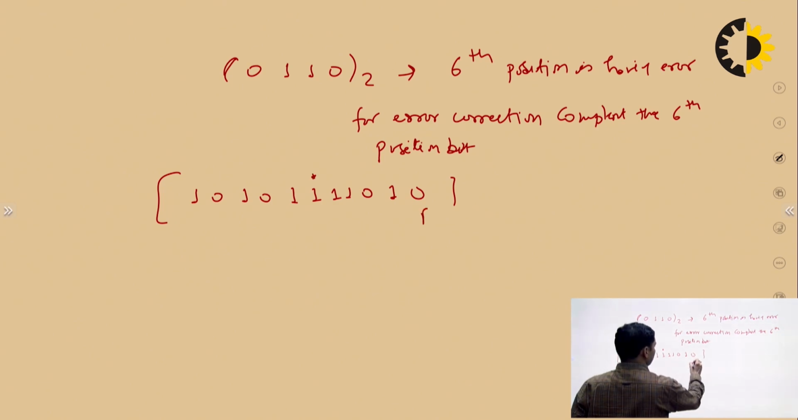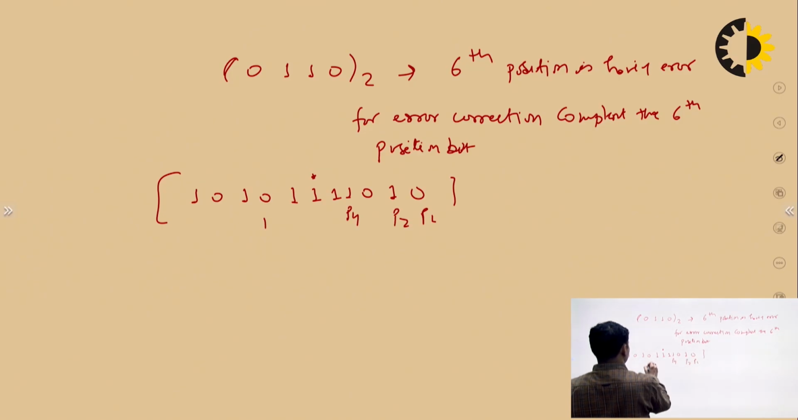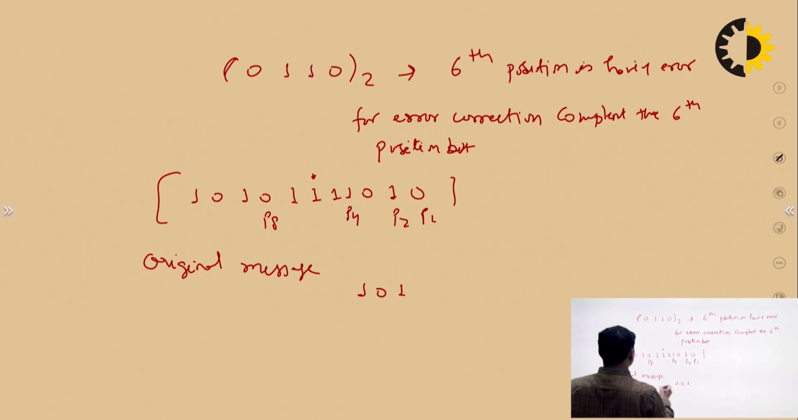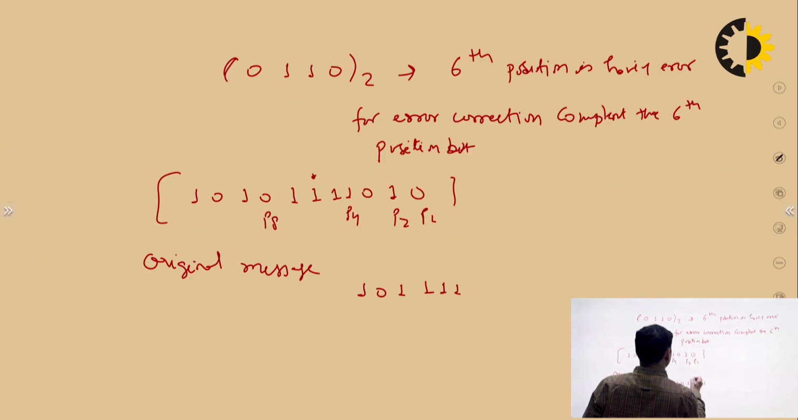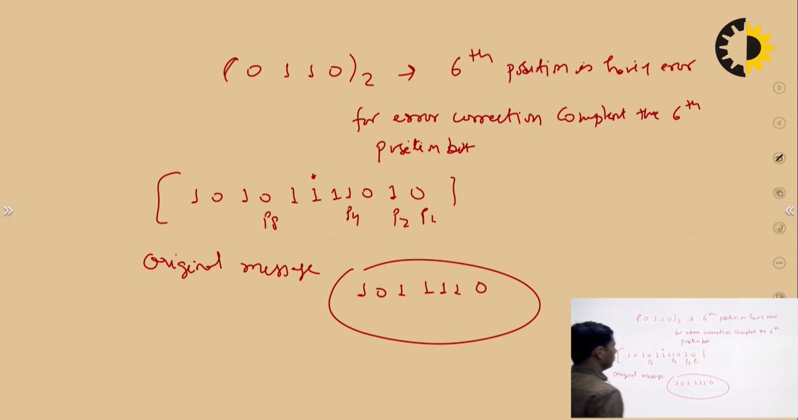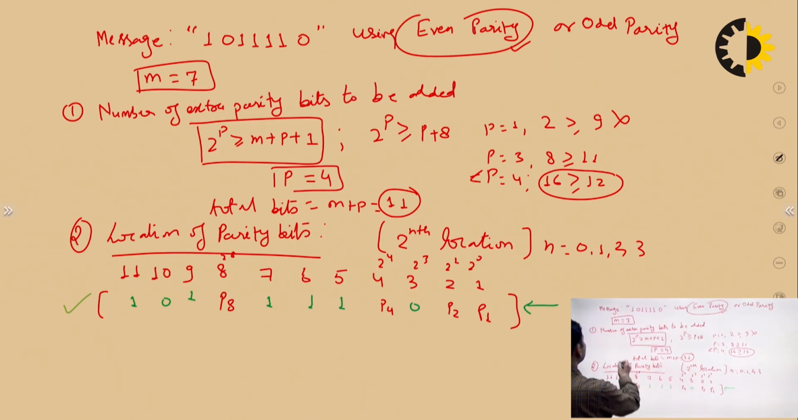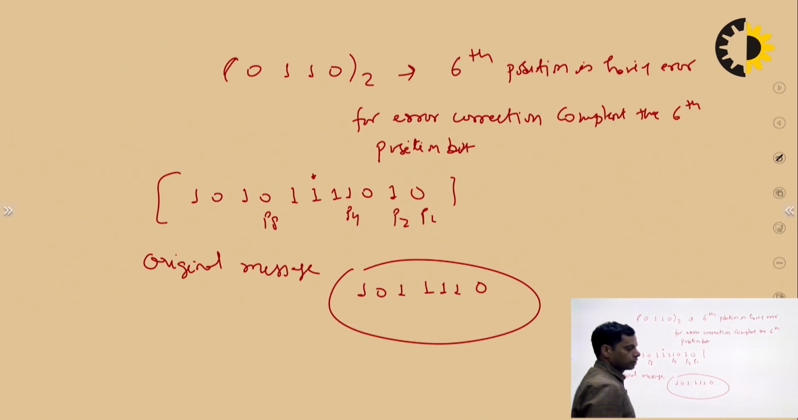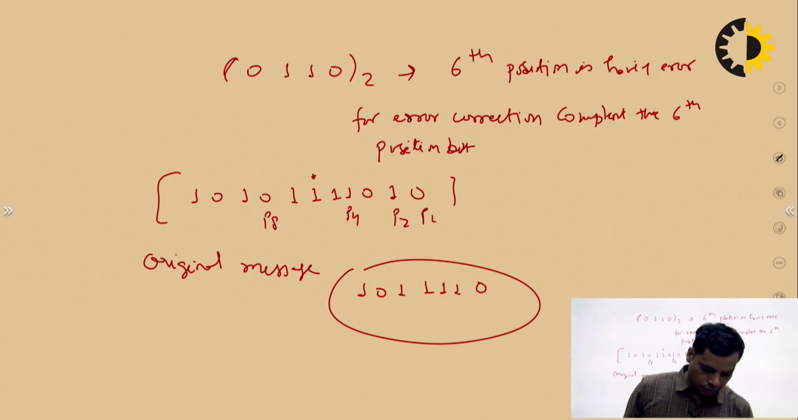Now the parity bits: P1 has a parity location already known, then P4 and P8 here. So at the receiver, the original message is obtained by removing these parity bits. It will detect and correct the message 101, then 1110. As we can check, the message 1011110 is now received by the receiver.